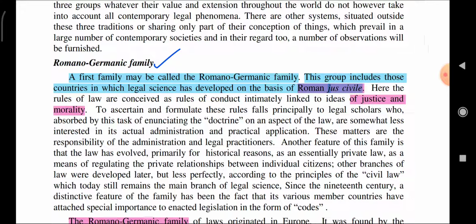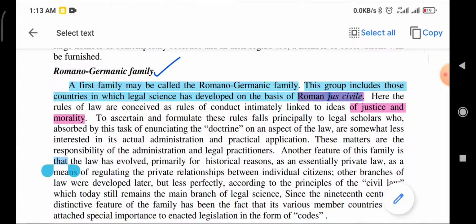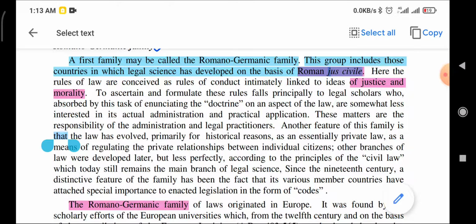Another feature of this family is that the law has evolved primarily, for historical reasons, as an essentially private law, as a means of regulating the private relationships between individual citizens. Other branches of the law were developed later but less practically, according to the principles of civil law, which today still remains the main branch of legal science. Since the 19th century, a distinctive feature of the family has been the fact that its various member countries have attached a special importance to enacted legislation in the form of codes.